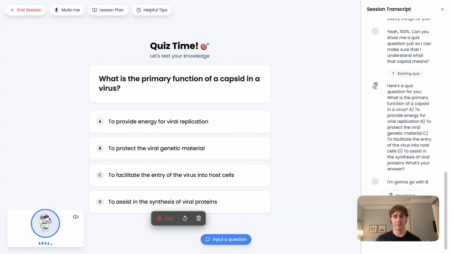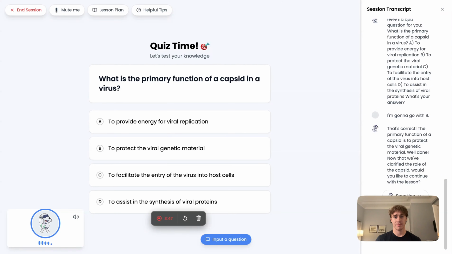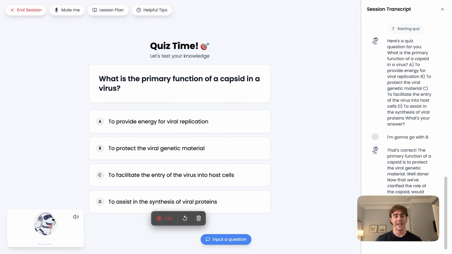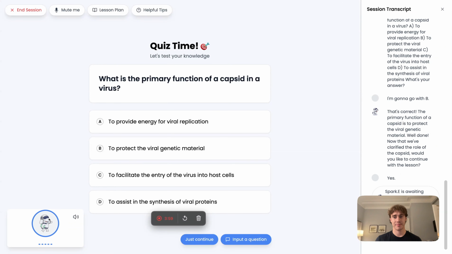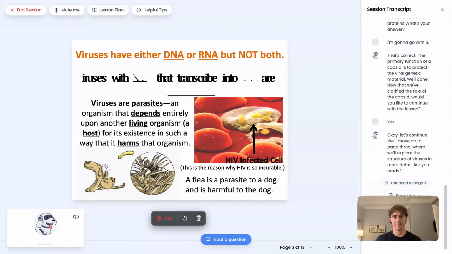That's correct. The primary function of a capsid is to protect the viral genetic material. Well done. Now that we've clarified the role of the capsid, would you like to continue with the lesson? Yes. Okay, let's continue. We'll move on to page 3, where we'll explore the structure.